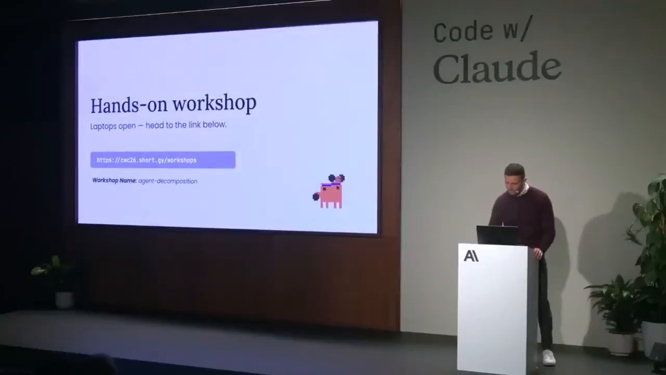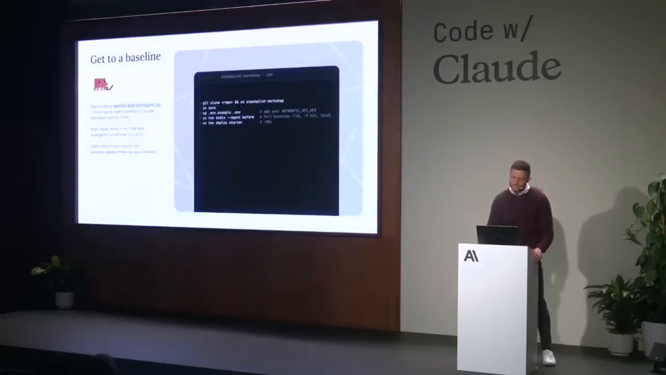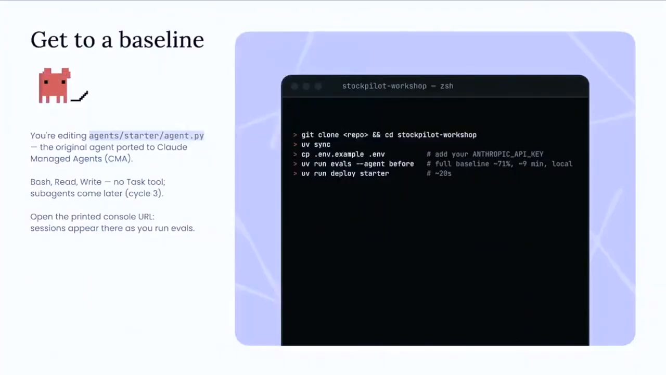Great. Let me jump forward here. Perfect. So the first thing that we're going to do as a part of this workshop is get a baseline. When you open up that link, you'll first clone the repo locally. We have a UV project that's set up, so we're going to run UV sync to make sure that we have all of our packages and dependencies to be able to invoke the Anthropic SDK and then eventually deploy our agent to Claude Managed Agents.